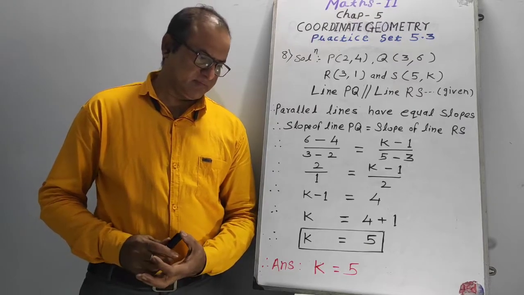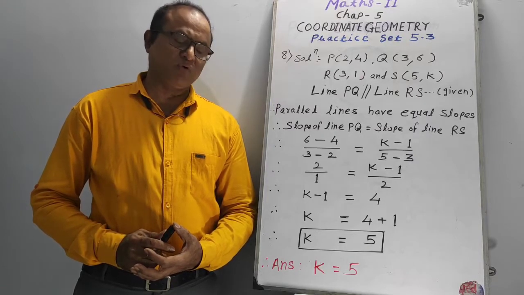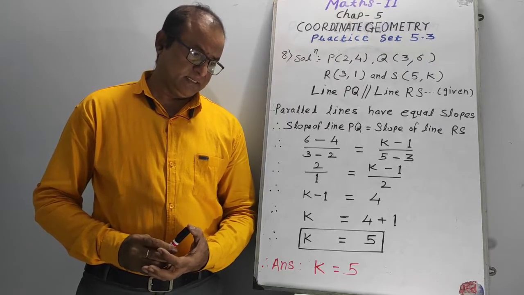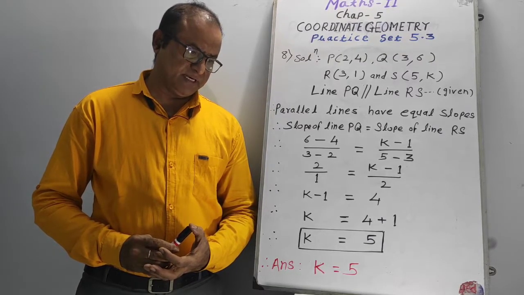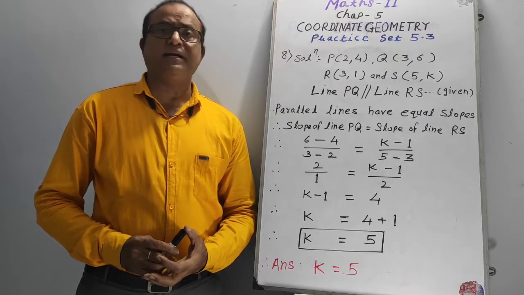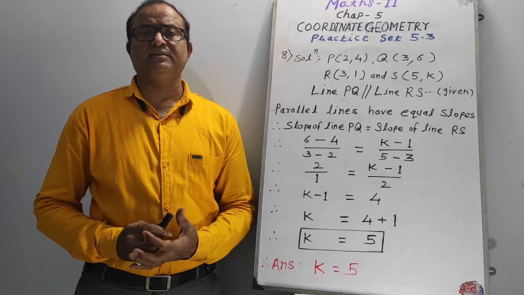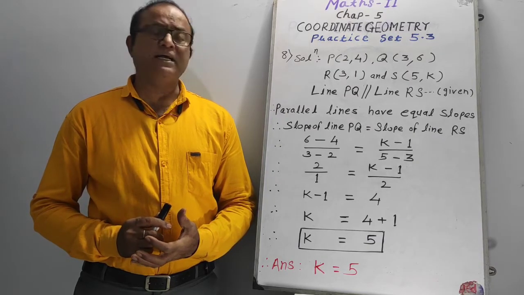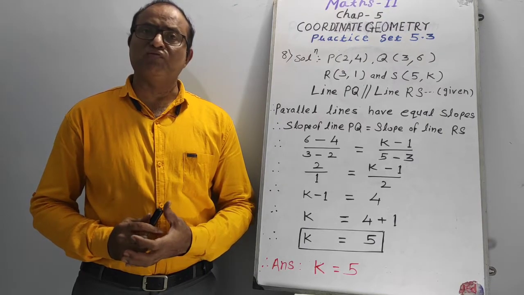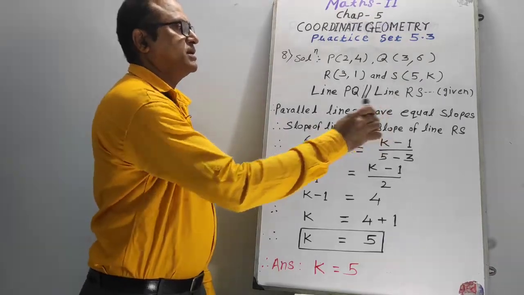Next example, example number 8. I am reading example number 8. You listen to it carefully. Find K if PQ is parallel to RS and P(2, 4), Q(3, 6), R(3, 1), S(5, K). In this example, we have to find K. Two parallel lines are given in the example, and parallel lines have equal slope. Therefore, the slope of line PQ is equal to the slope of line RS.